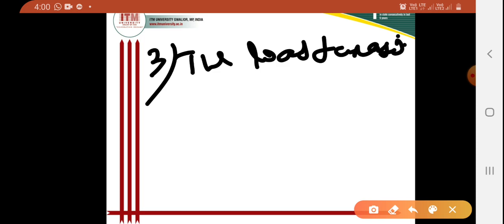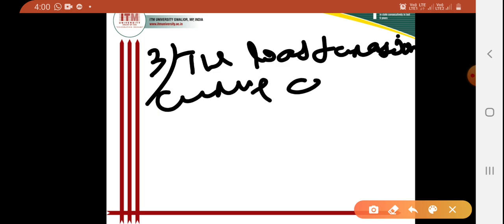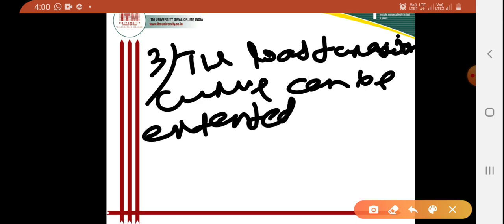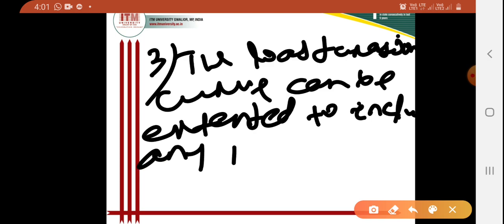Now our next note we can write here: the load duration curve can be extended to include any period of time.